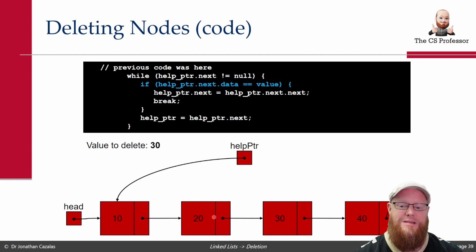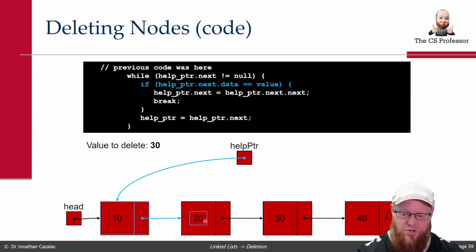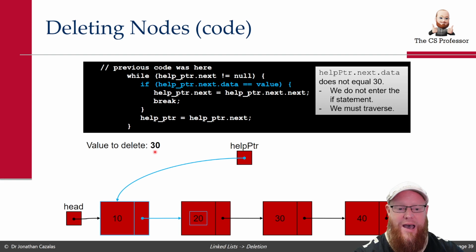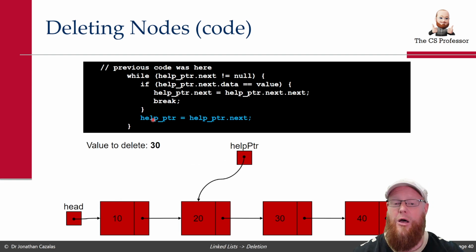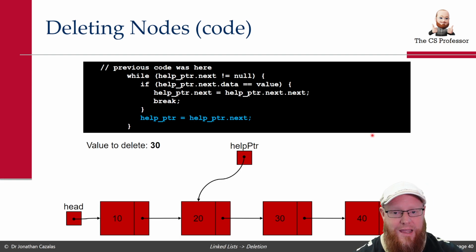If help pointer dot next dot data is value, we're basically checking, hey, is this 20 equal to the 30? We're now looking at the 20. Is that 20 equal to the 30? It is not equal to the 30. So now we do not enter that if statement, and we come over to this line of code, which we're experts at. Take one step down our list. So now help pointer is pointing at the second node.